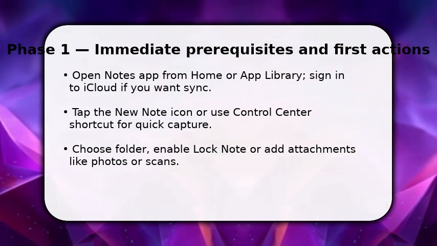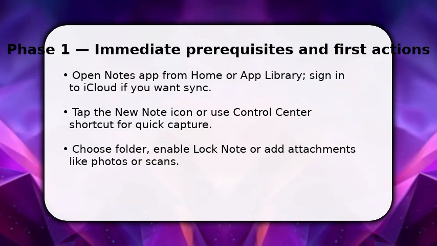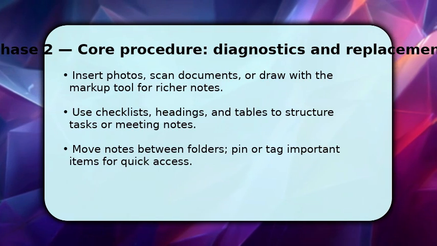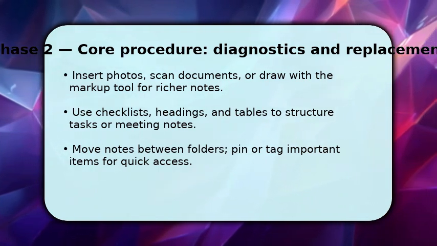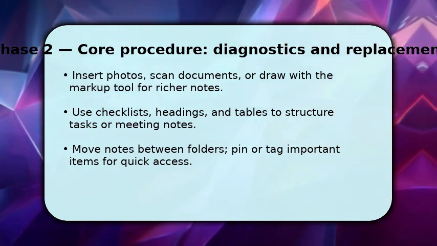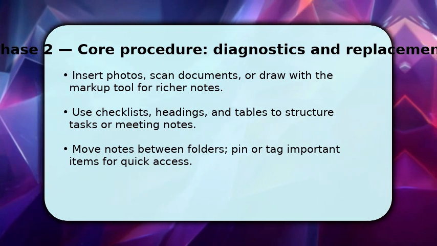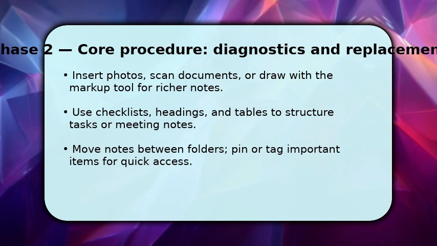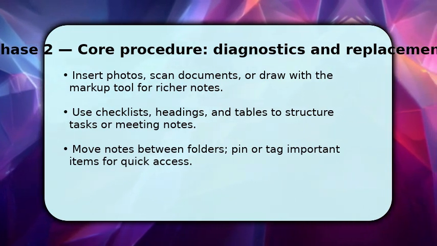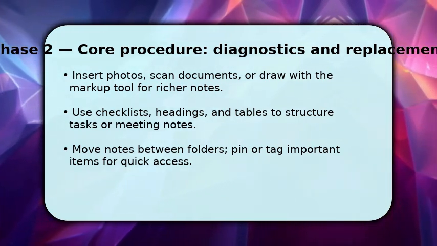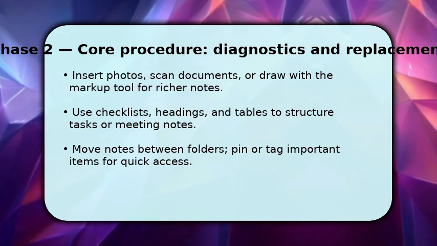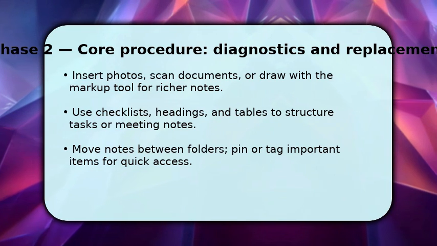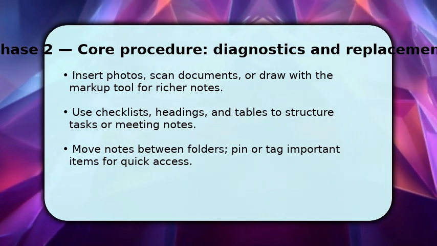Use them. Next, enrich and organize the note so it's immediately useful. Tap the camera icon to add photos or scan documents. Use the markup tool to annotate. This helps when you need visual context. For tasks, create a checklist. For structured information, add a table or headings to break content into sections. Once done, move the note to a specific folder, pin it to the top, or add tags to speed up searches. Make sure to preview attachments so nothing is missing.